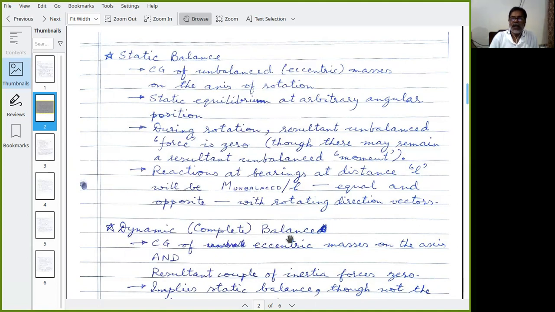Dynamic balance is said to hold when the center of gravity of all eccentric masses lies on the axis, as here, and the resulting couple of inertia forces together is zero. In this case, it is called dynamically balanced or completely balanced. Obviously, when it is completely balanced, then the static balance holds anywhere, but only static balance is not enough.